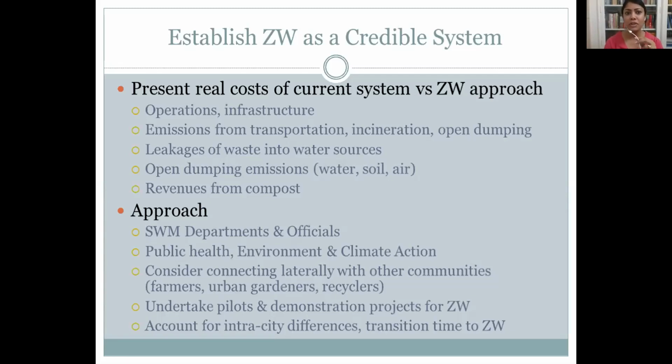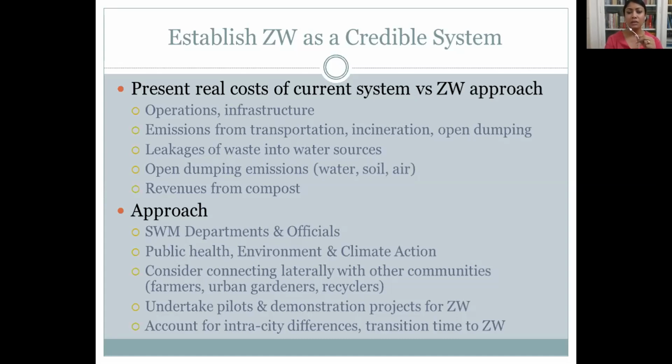And it's also very useful to actually present the benefits that accrue from moving to a zero waste system. So, not just savings, not just prevention in terms of emissions, but also discarded materials that find another life. And this is very important that it is completely integrated into the waste management system that you would propose, wherein you can calculate some of the revenues from compost or from materials sold to recyclers, etc. And in doing this, one would usually look to approach solid waste management departments and officials, but there are also other departments that may be equally important in connecting with.